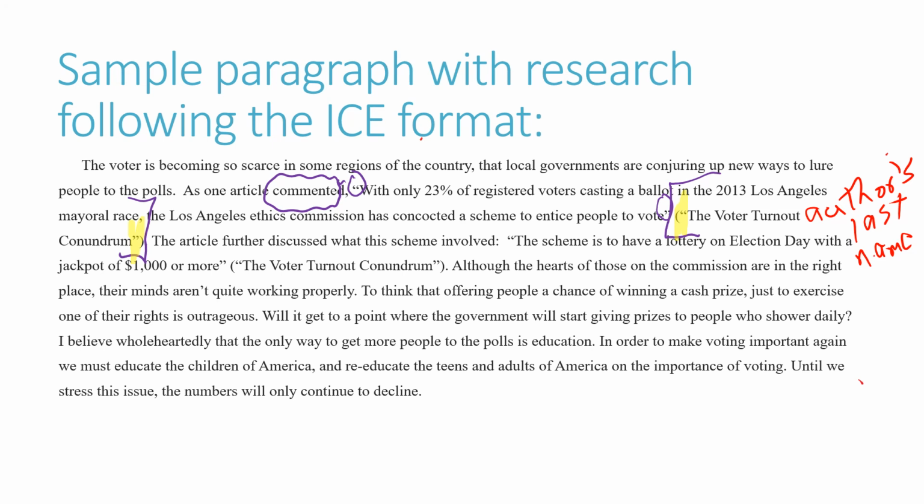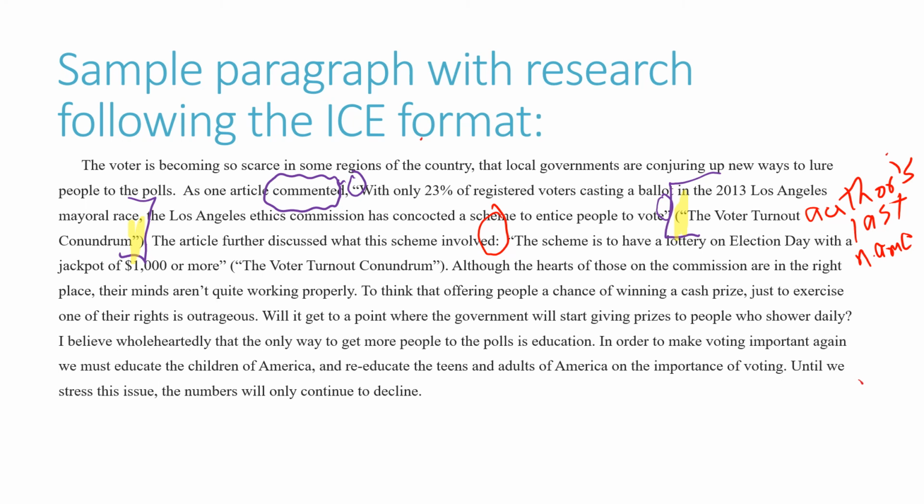Let me keep going. The article further discussed what this scheme involved. Notice he has the colon because it's a complete sentence that's introducing the quote. The scheme is to have a lottery on election day with a jackpot of $1,000 or more. Although the hearts of those on the commission are in the right place, their minds aren't quite working properly. This guy had a sense of humor in his paper. To think that offering people a chance of winning a cash prize just to exercise one of their rights is outrageous. Will it get to a point where the government will start giving prizes to people who shower daily?